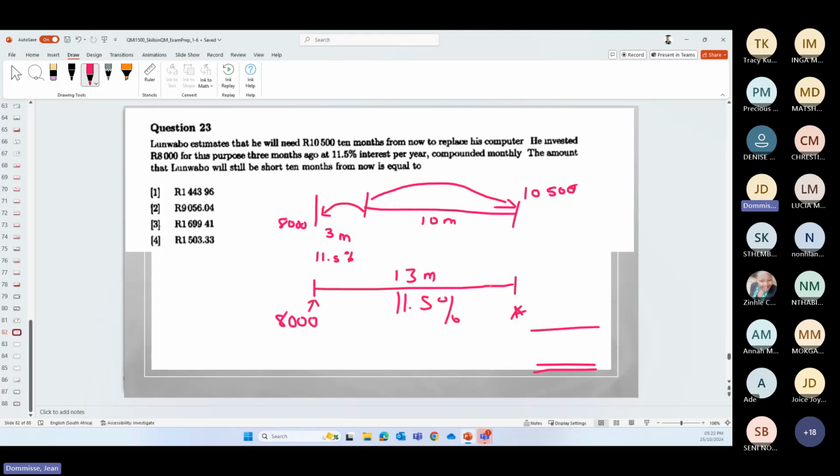Okay, so this one, we actually can just use your compound interest formula. If we want to work out the future value, we've got the present value, which is the 8,000. So we can use this formula, or we can use the calculator. So let's use the formula and see.